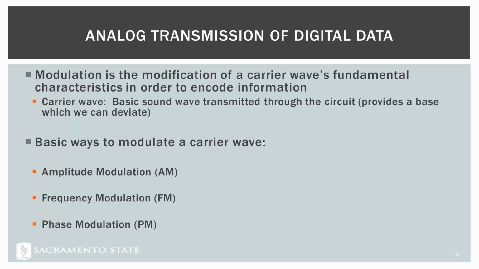We can modify the amplitude or the height of the wave. We call that amplitude modulation. We can modulate the frequency of the wave. It's called frequency modulation. Or we can modulate or change the phase of a wave, phase modulation, or sometimes phase shift keying.